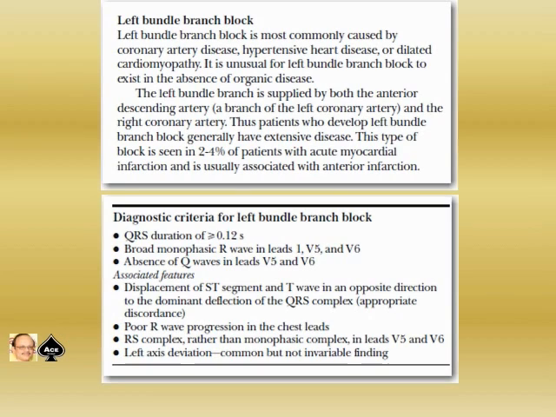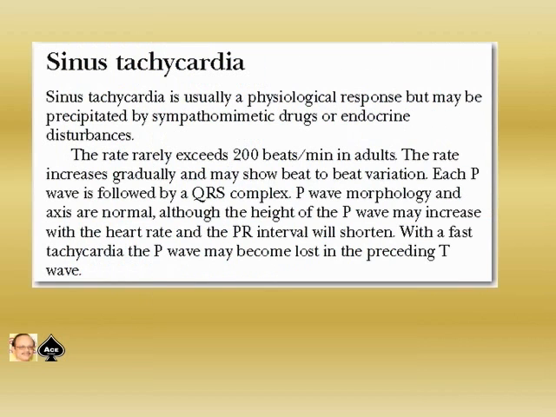This type of block is seen in 2 to 4% of patients with acute myocardial infarction and is usually associated with anterior infarction. The diagnostic criteria for left bundle branch block: QRS duration equal to or more than 0.12 second, broad monophasic R wave in lead 1, V5 and V6, absence of Q wave in lead V5 and V6.